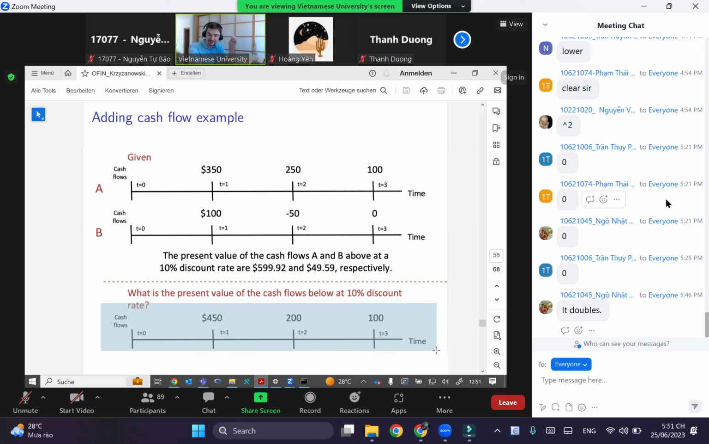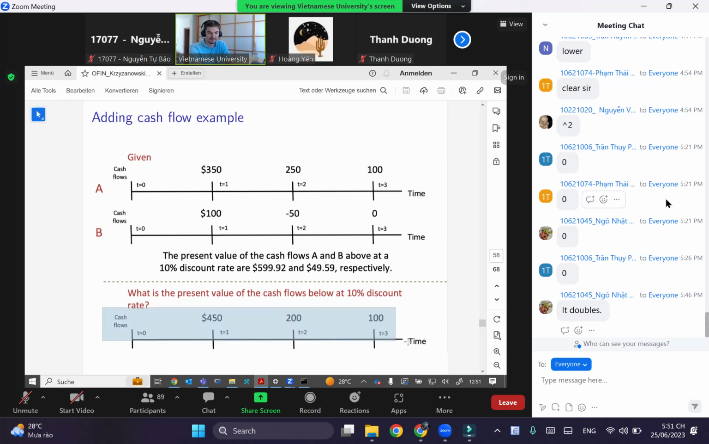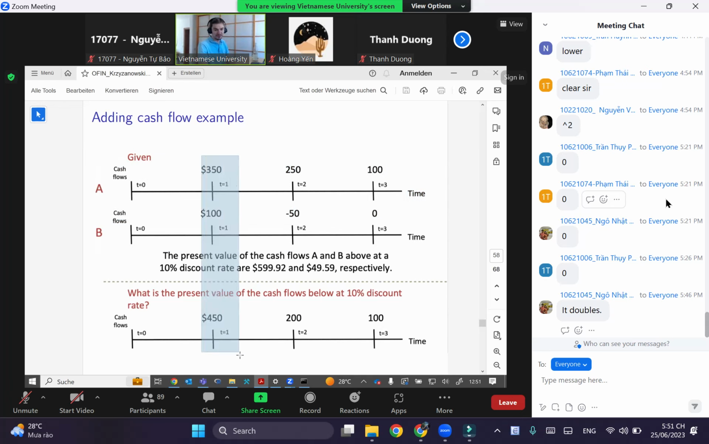Now suppose you have a third cash flow, or a third investment, which is characterized by the cash flow streams, as you can see here. What can you say about this investment opportunity when you compare it to A and B? What can you say about the cash flows when you compare these two with this, these two with this, and these two with this?